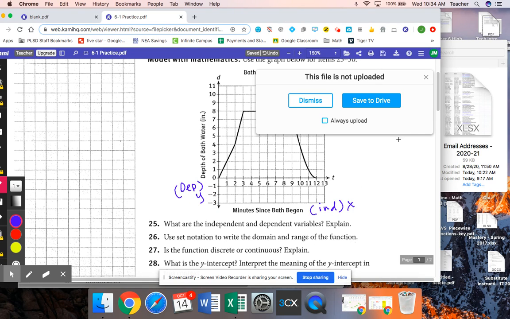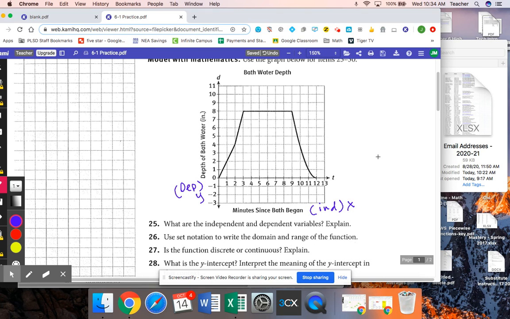All right. Number 26 says, use set notation to write the domain and range of the function. I'm really just asking, so I'll just use this over here. So number 26, the domain and the range. I know the domain, since this is a continuous function, will look like that. And I know the range will look like that. For the domain, what's the smallest value? It's 0. Remember, going left to right. It's 0. And since there is no indication that we do not include it, we must include it.